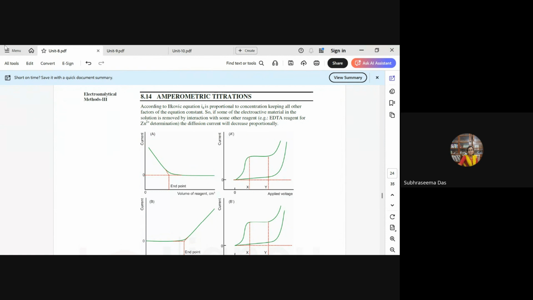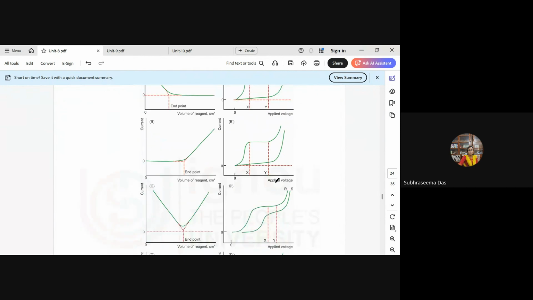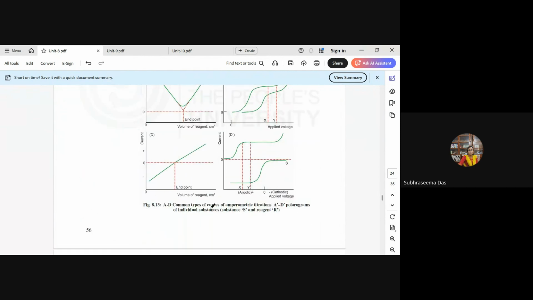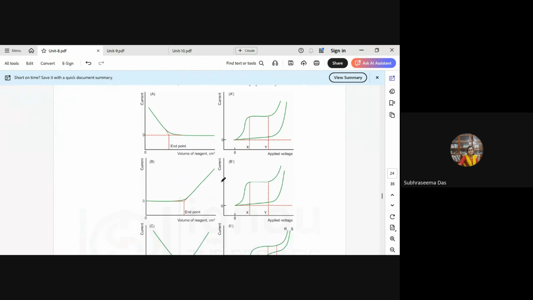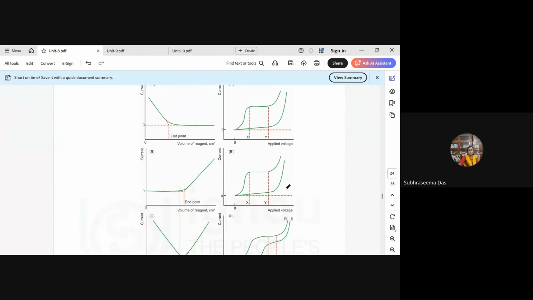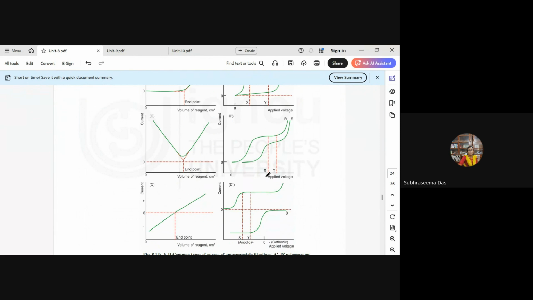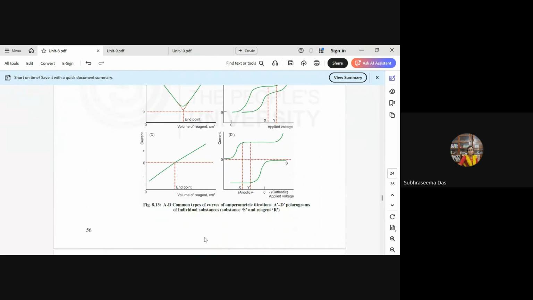According to the Ilkovic equation, ID is directly proportional to C, all other factors remaining constant. So if some of the electroactive material in the solution is removed by interaction with some other reagent, then the diffusion current will decrease proportionally. Here in figure 8.13, some common types of amperometric titration curves of individual substances are shown in A, B, and A dash, B dash. You can see various types of CV plots. So these are the different types of CV plots that we can obtain depending on the nature of the reactions.